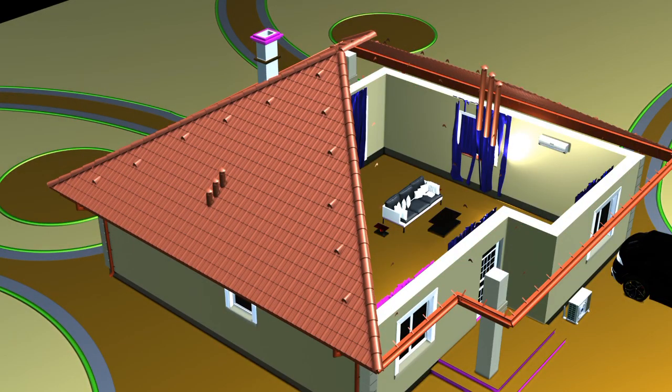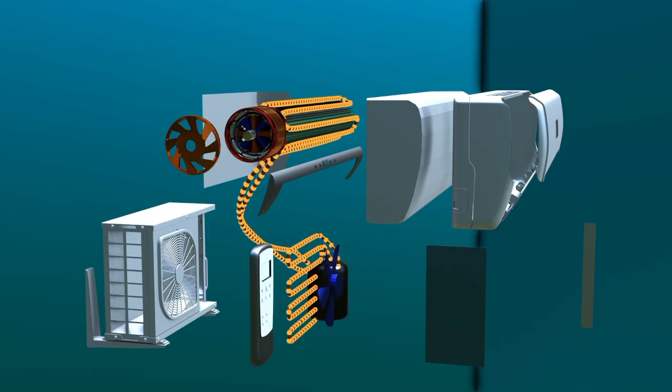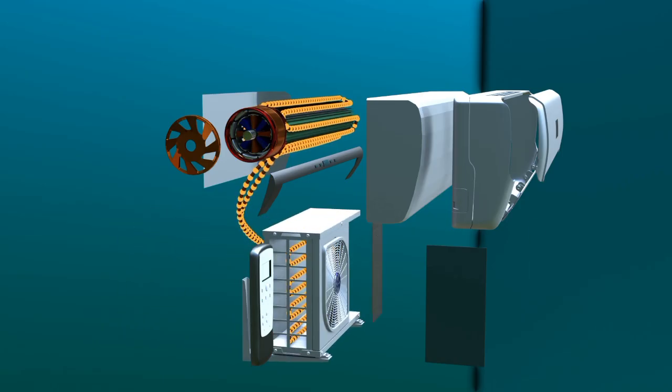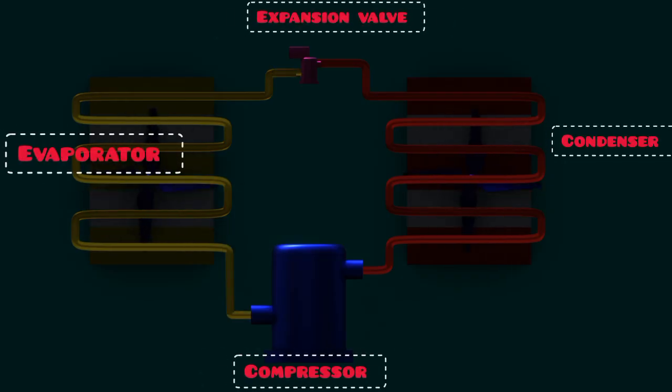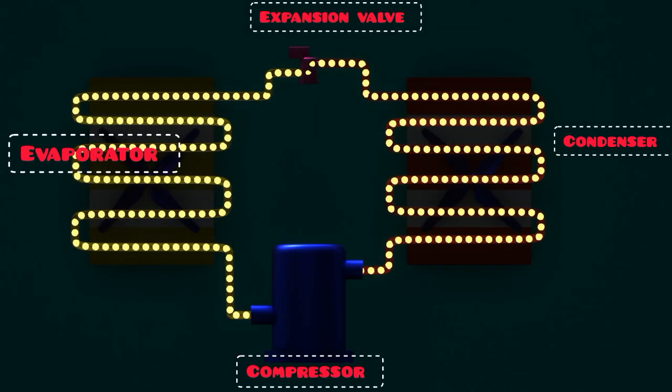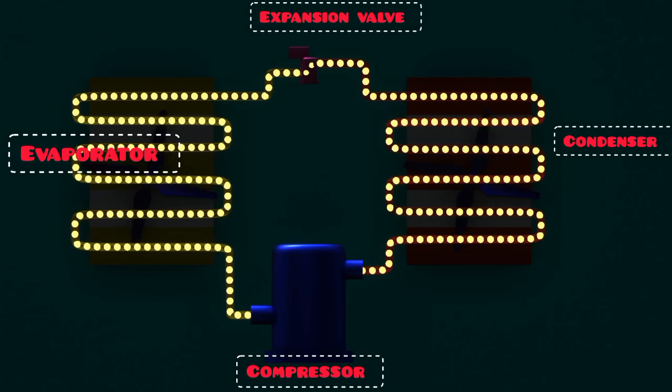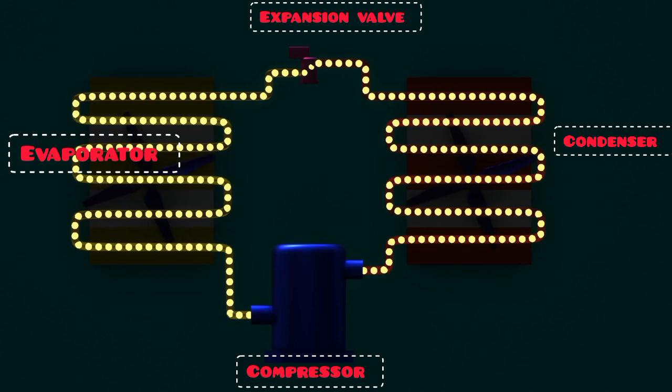When we examine a typical air conditioning system, we find four main components working together as a single thermal machine. These are the compressor, the condenser, the expansion valve, and the evaporator. Each of these parts has a specific role, and the system only works efficiently when all of them operate in perfect coordination.